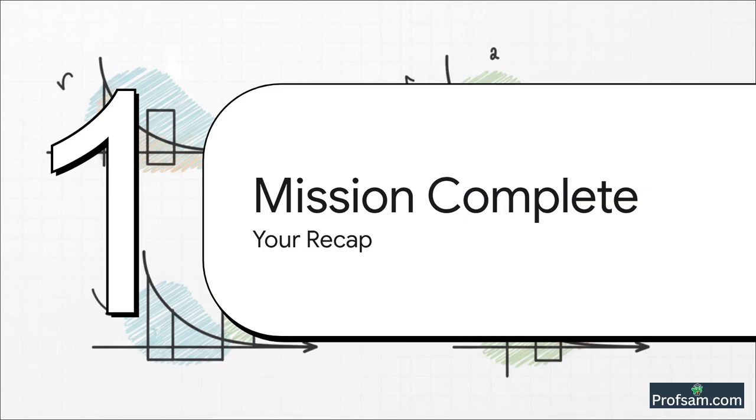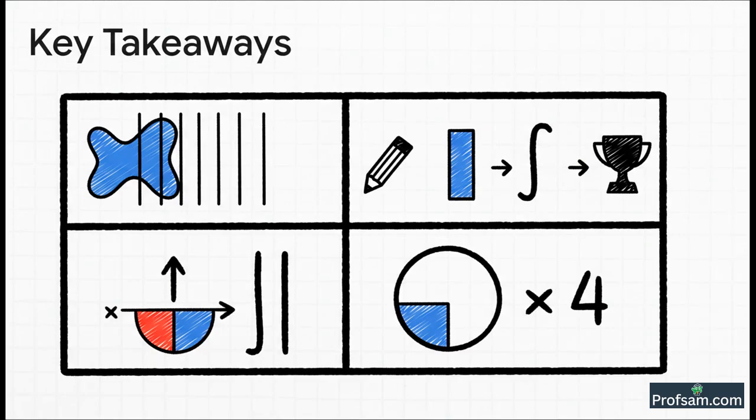Mission complete. You now have all the core skills you need to find the area under simple curves. Let's just take a moment to do a quick recap of everything we've learned today. So remember these key takeaways. First, the big idea. Slice complex areas into simple, tiny rectangles. Second, always follow your 4-step game plan. It's your roadmap. Third, be careful with areas below the x-axis. Remember, area is always positive, so you have to take the absolute value. And finally, for symmetrical shapes like circles and ellipses, use symmetry to make your life easier.